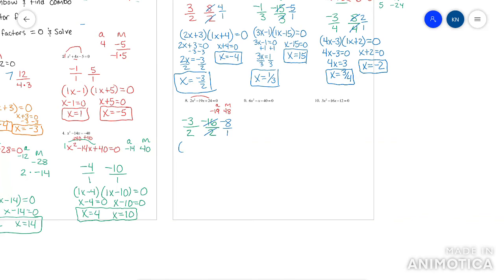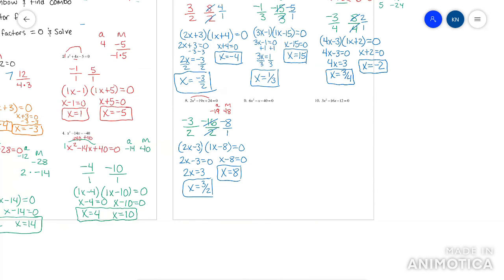Write it in factored form. Now that it's written in factored form, I can set each factor equal to 0 and solve, and get my answers.